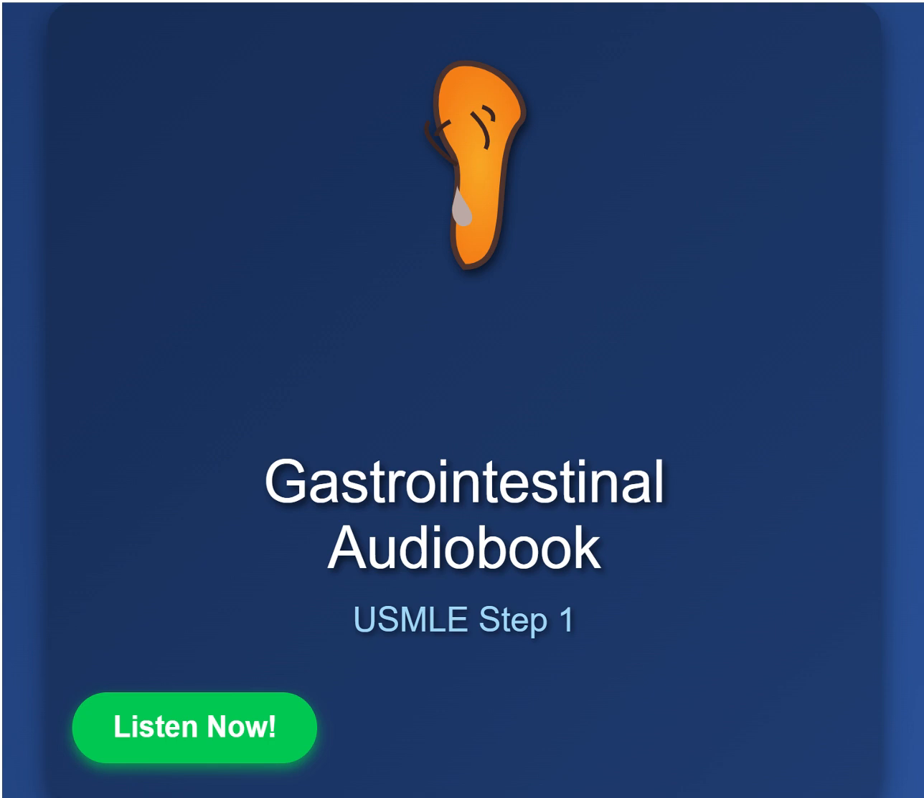A positive Murphy sign, where there is inspiratory arrest during right upper quadrant palpation due to pain, may be noted, and pain may radiate to the right shoulder due to phrenic nerve irritation. If the bile duct becomes involved, such as in acute cholangitis, alkaline phosphatase levels increase.